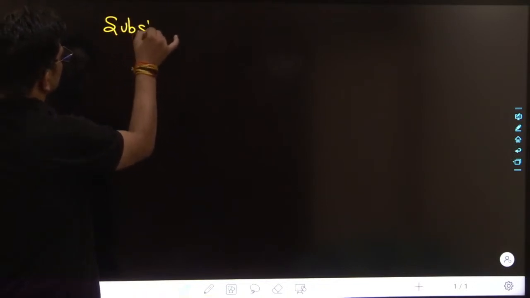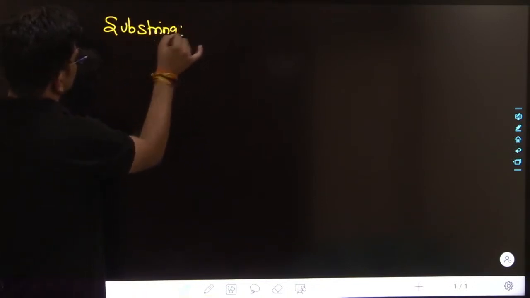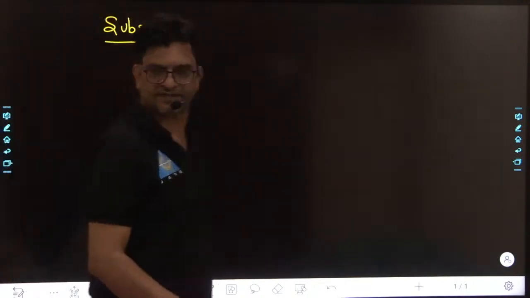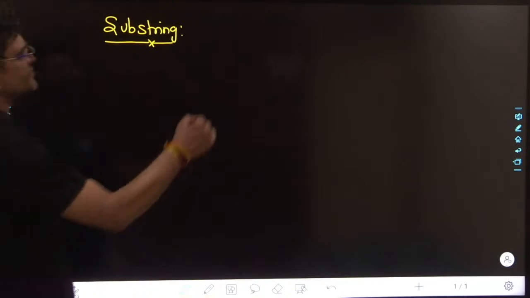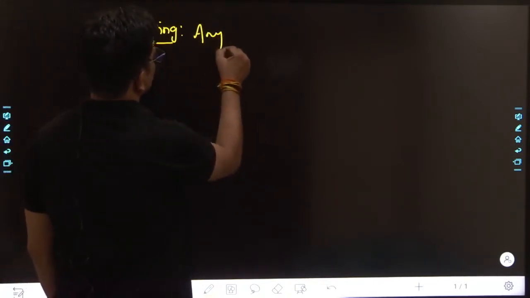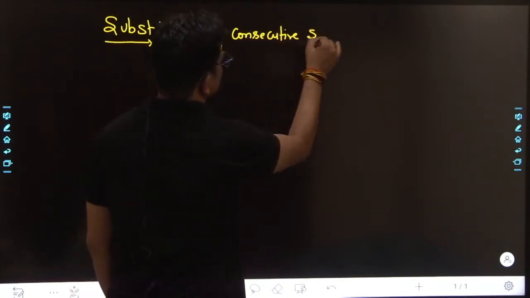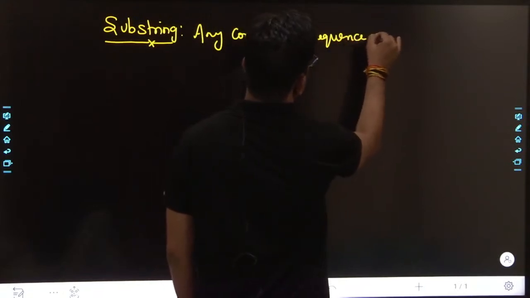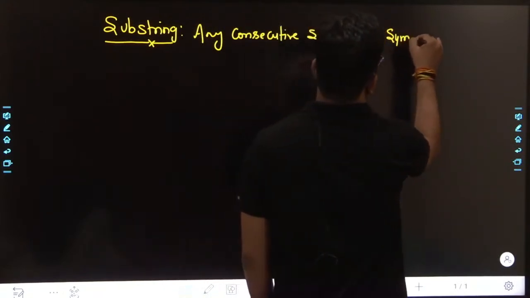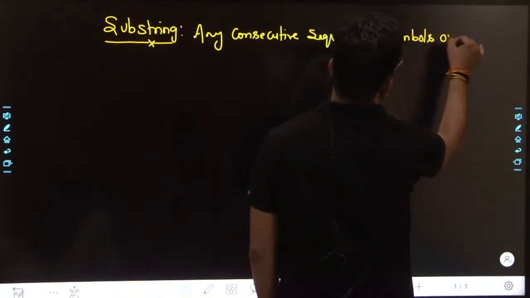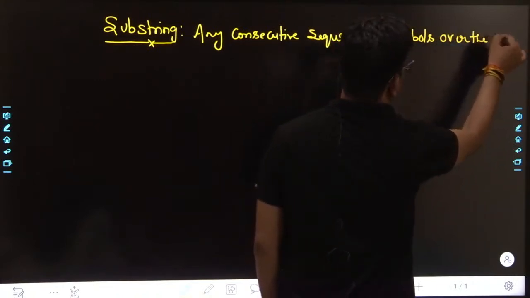In last class, we discussed substring. So what is the definition of substring? Any consecutive sequence of symbols over the given string.